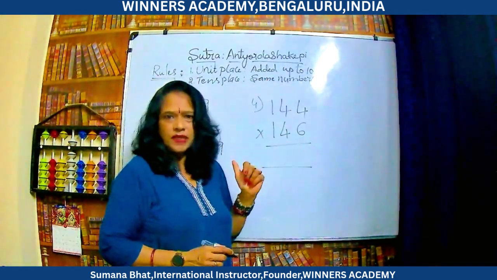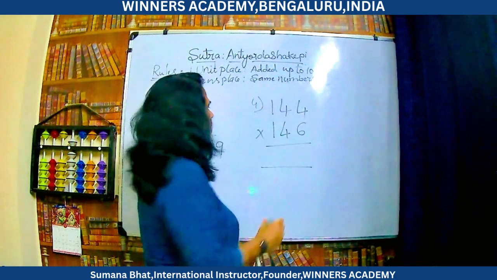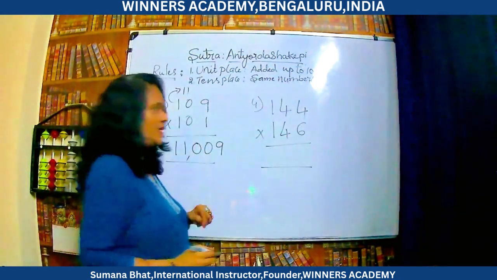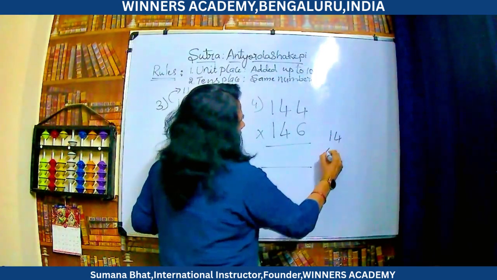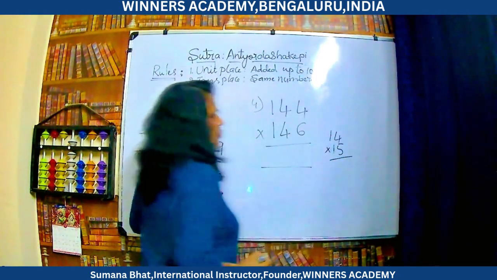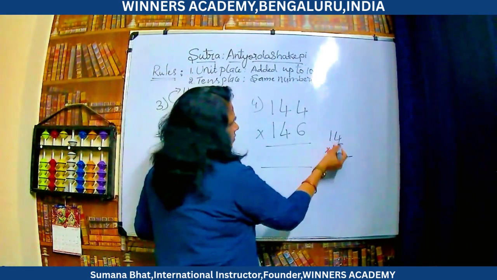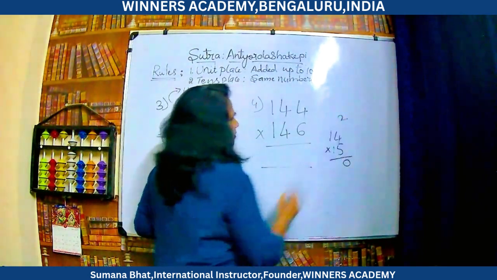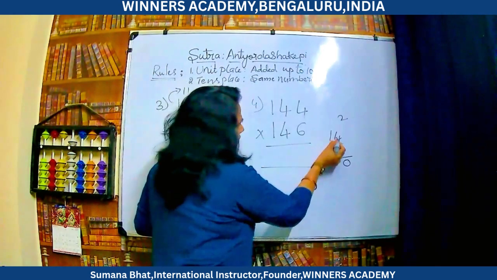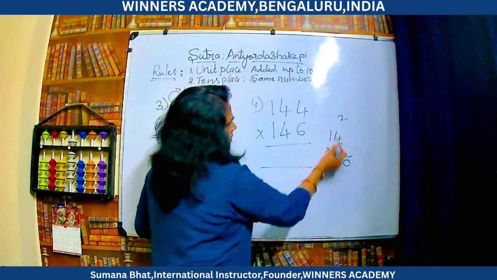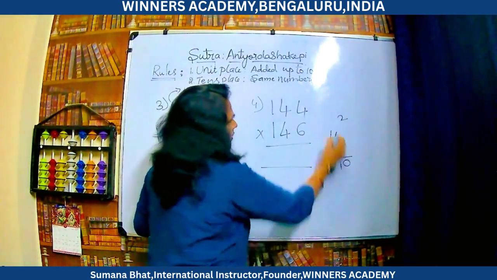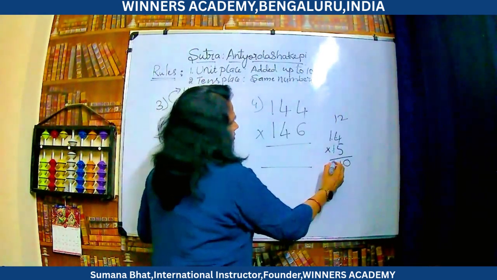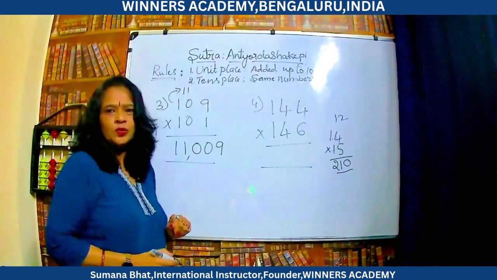See the next one. The condition applies, so we can use Antyor Dashakepi. 14 into 14, no, 14 into 15, the next number. So how to multiply that easily? 14 and 15. Just now I told you a beautiful trick. Multiply 4 into 5, 20. So 0 is written, 2 is carry. Add these two, 4 and 5: 4 plus 5, 9, plus 2, 11. Write 1, 1 carry. Next you multiply 1 into 1, 1, plus 1, 2. So the answer is 210.